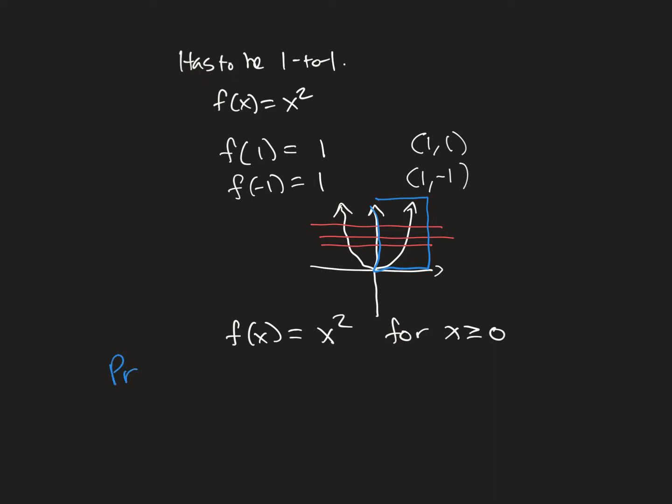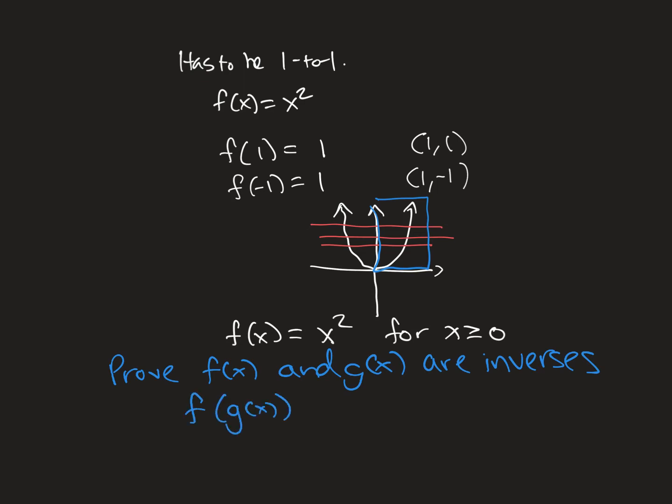How do you prove two functions are inverses? To officially prove that f of x and g of x are indeed inverses, you would do the composition both ways. Again, a function and its inverse should undo each other, so you should get x when you do that composition. And when you go the other way, it should also result in x. So that would be proving that two functions are inverses.